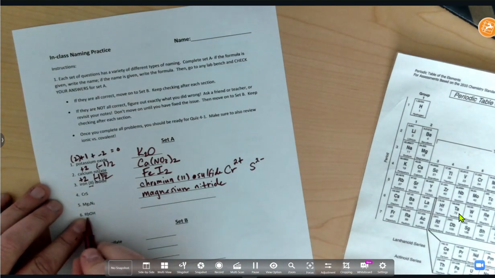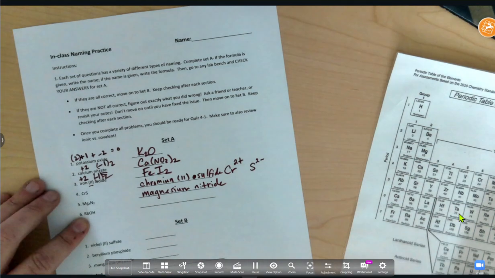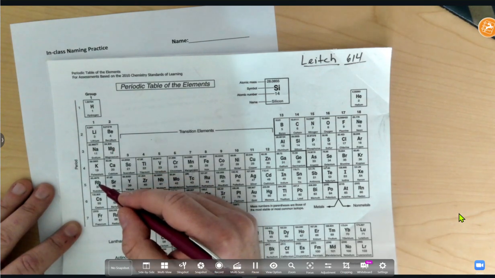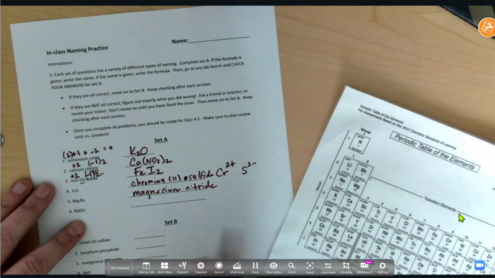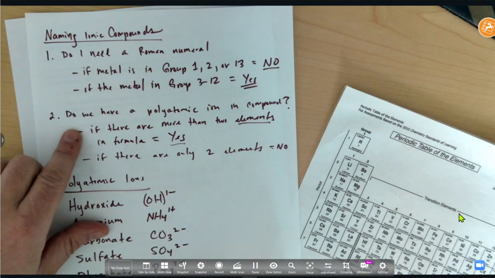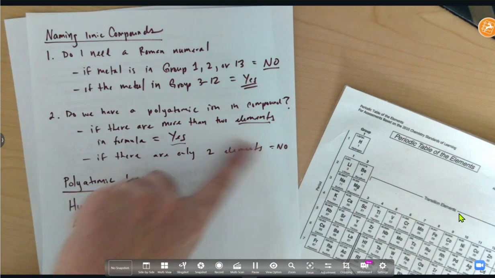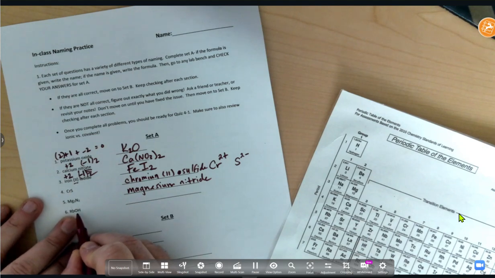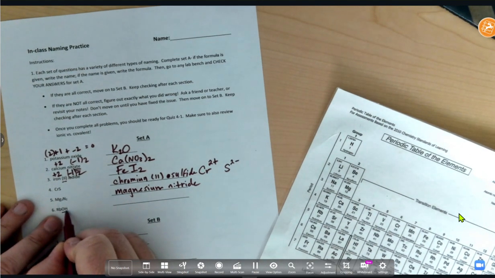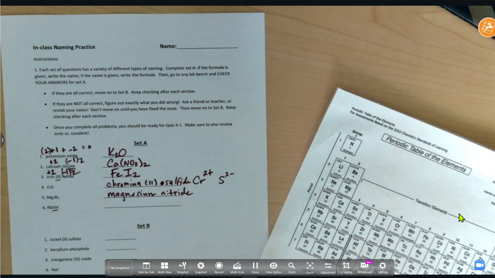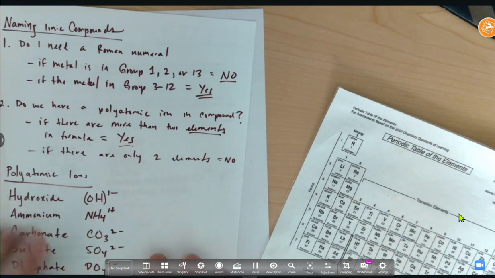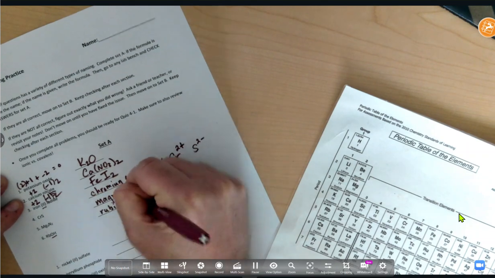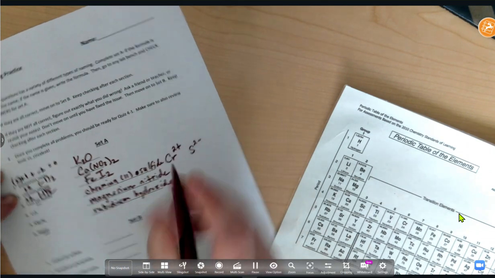All right, next one, RbOH. Before we can name it, we have to find rubidium on the periodic table. There it is in group 1, so we don't need a Roman numeral. Next question, do we have a polyatomic ion? If there are only 2 elements in the formula, no. If there's more than 2, yes. So if we look here, I've got 1 rubidium, 1 oxygen, and 1 hydrogen. Once you realize there's a polyatomic ion, we just have to figure out what the name of the OH is. Oh, the OH is called hydroxide. We don't need a Roman numeral for rubidium, so this is just called rubidium hydroxide.